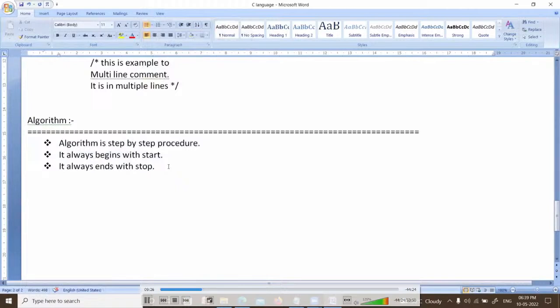To perform any operation, we have to use calculate keyword. Right. Now I will solve some programs and algorithms for you. First one is write an algorithm to find sum of two numbers.